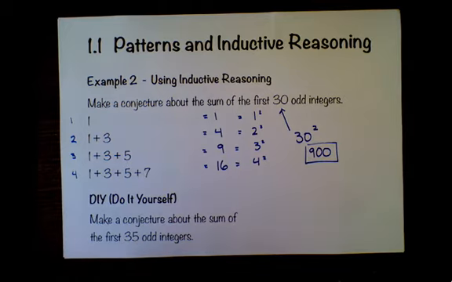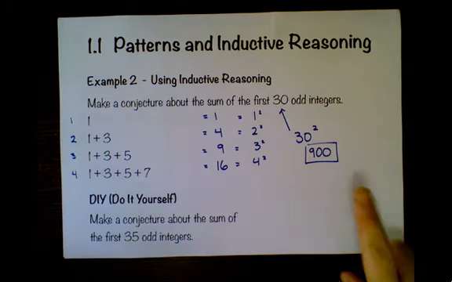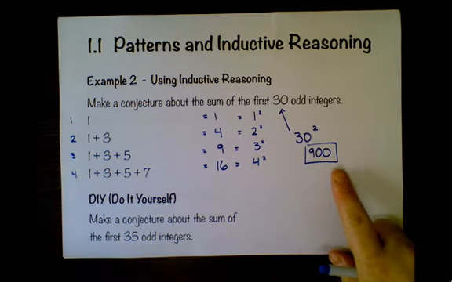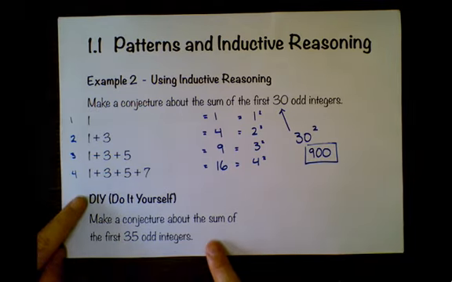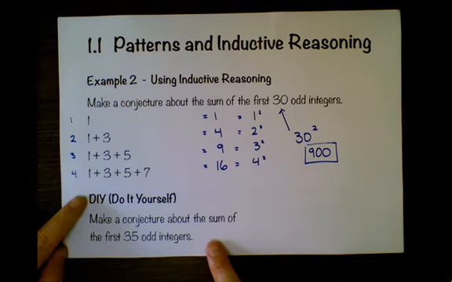That's my conjecture. So, assuming that my conjecture is correct, your do-it-yourself is to make a conjecture about the sum of the first 35 odd integers.